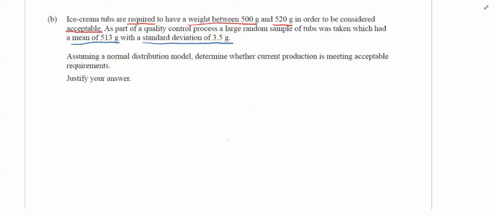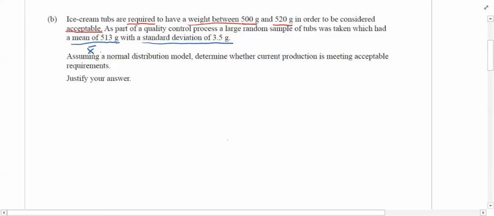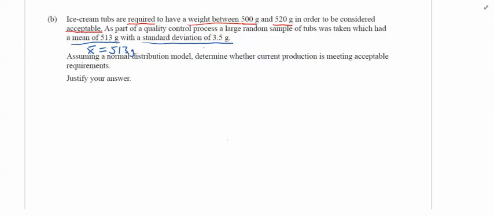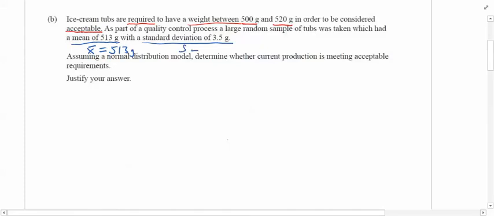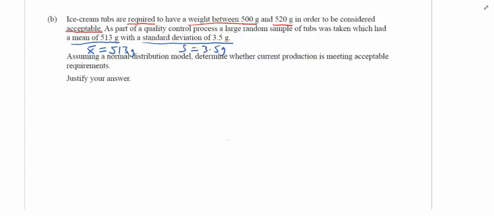So when we get given a parameter or statistic, we should always write it down as we go. So mean x bar of 513 grams and standard deviation S of 3.5 grams. Now, you might be wondering, why did I use X bar and S rather than what you'd normally see, which is mu, the Greek letter, and sigma?